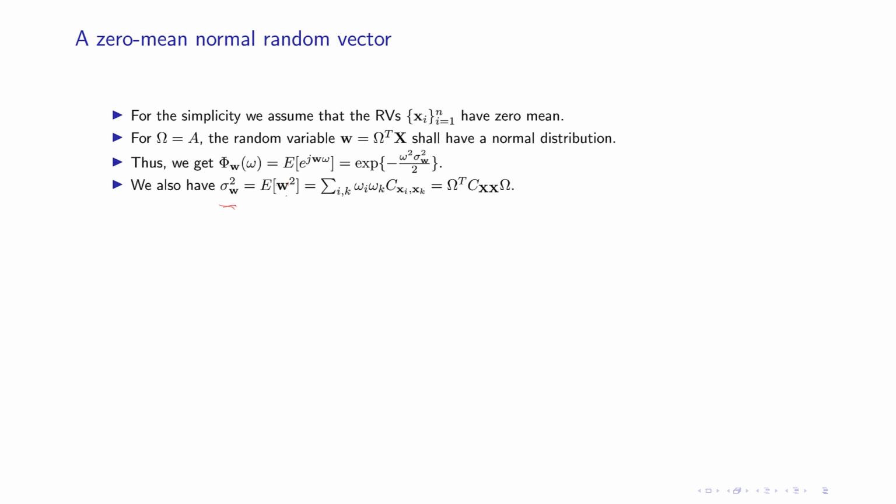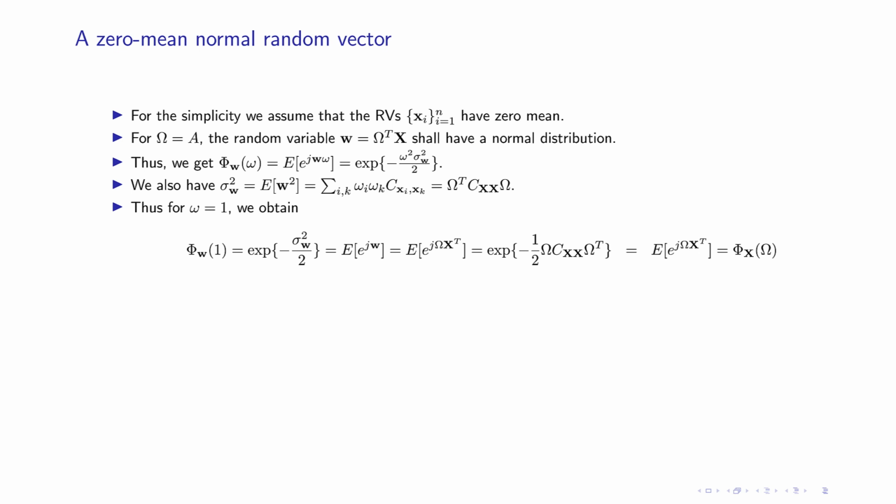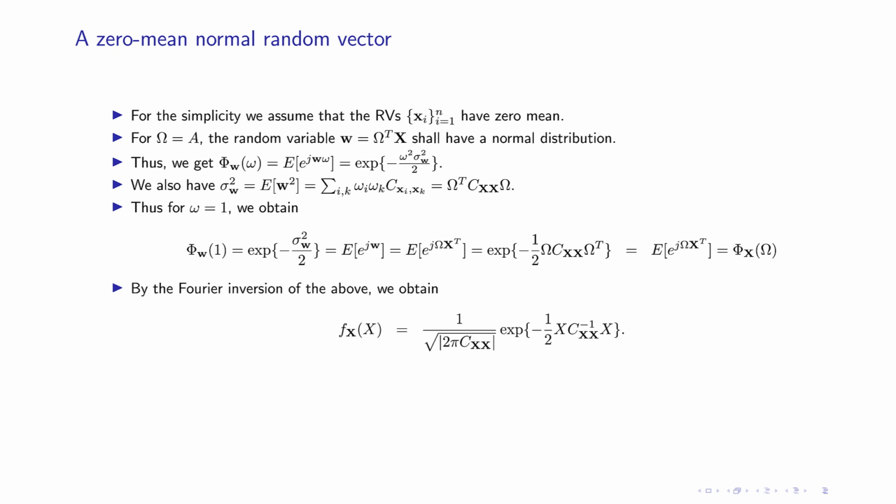So the variance of this can be calculated, and now if you put it back here, then you get your proof complete. What you see is that the characteristic function of w at 1 is going to be equal to this one, and then this gives you the characteristic function of omega. And basically, by inverse Fourier transform, you will obtain this one. If you follow these steps, you'll see that this is a complete proof, except that I assumed that the means are 0.